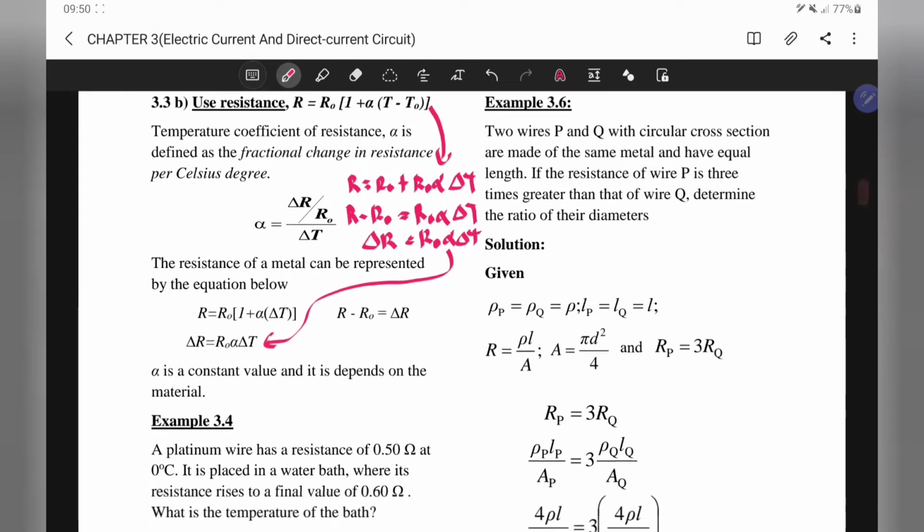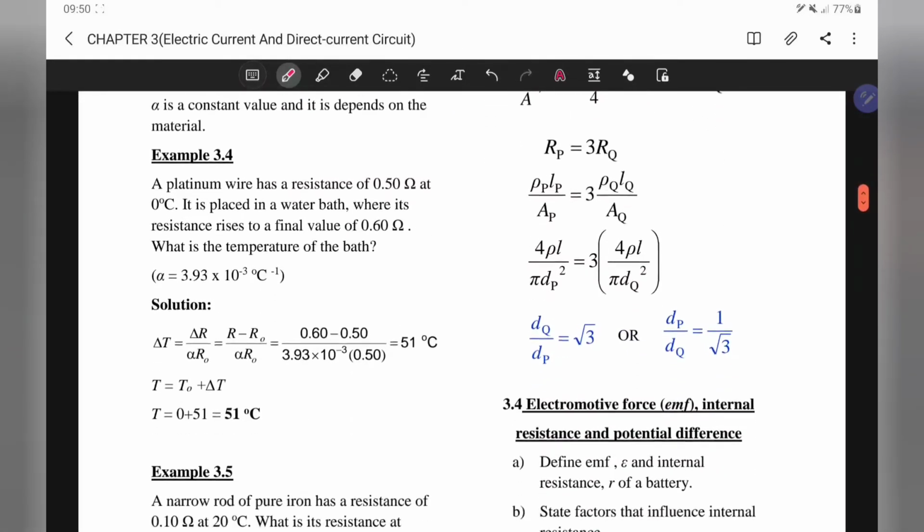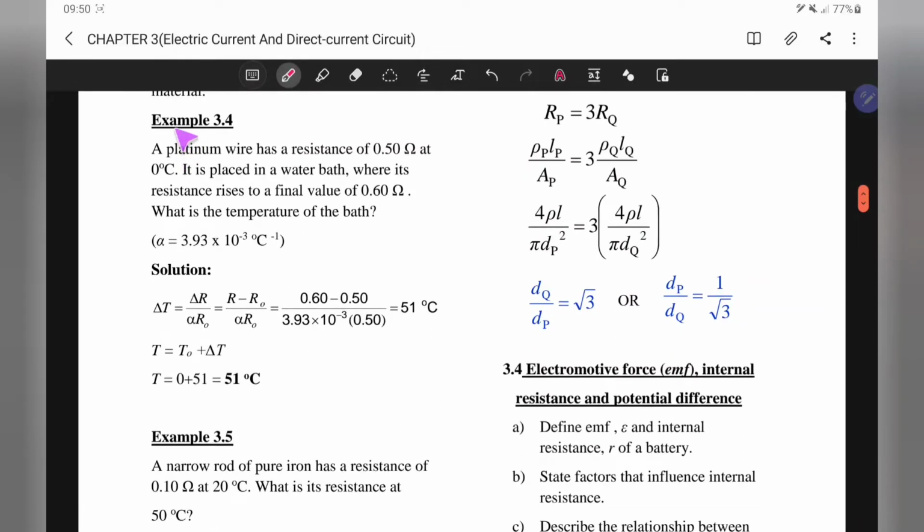Alright, so how do you use the equation? Please refer to example 3.4. Under this example, a platinum wire has a resistance of 0.5 ohms at 0 degrees Celsius. It is placed in a water bath where its resistance rises to a final value of 0.60 ohms. What is the temperature of the bath? Now, this is R naught and T naught. The resistance rises to a final value, this is the new R. So they ask you to find the new temperature.